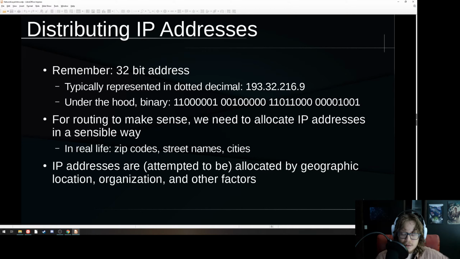And it turns out that they were pretty happy about handing them out early on. And so a lot of places that got a lot of addresses are actually giving them back as we start to run low on IPv4 addresses.